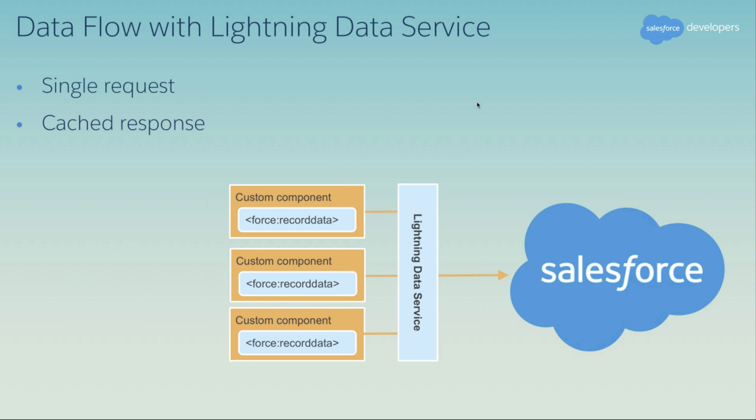So in a nutshell, Lightning Data Service is there to perform a single request. Even though I have 3 components on the page all asking for that same record data, instead of those 3 requests that we saw earlier, we're now getting 1 single request. And that response that comes back is being cached, so that if a 4th component comes along and says, oh, by the way, I now need that same record data, we again do not have to make another trip to the server. So that is Lightning Data Service in a nutshell.